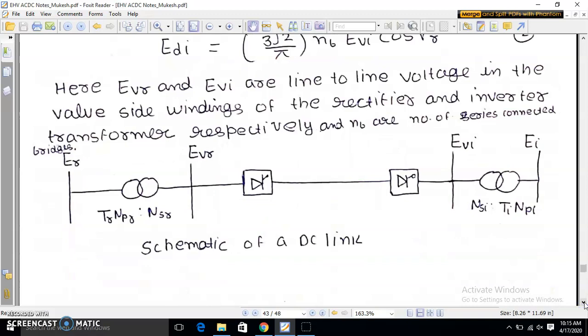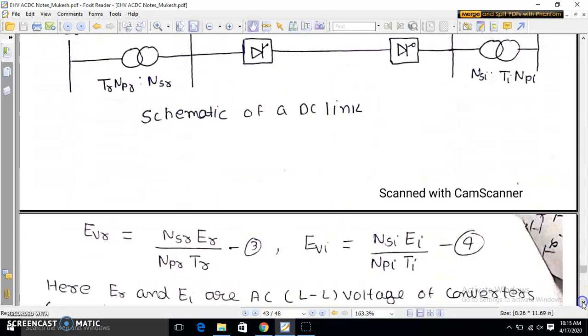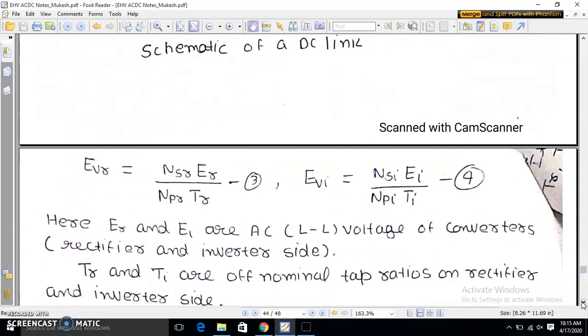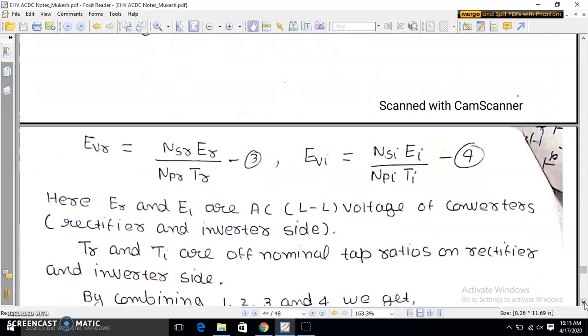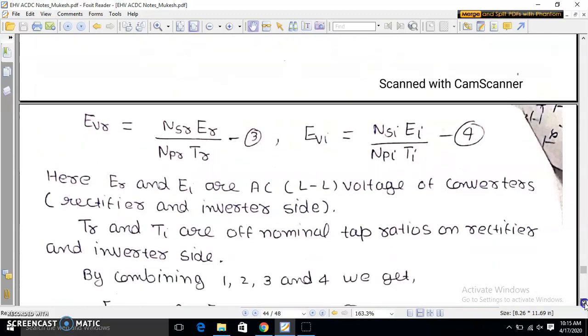This is the schematic of a DC link, showing how the DC link is connected. EVI, EI, EVR and ER are all shown here. Equation 3 and equation 4 respectively give the values of EVR and EVI. Here ER and EI are AC line-to-line voltages of the converter, rectifier and inverter side. TR and TI are off-nominal tap ratios on the rectifier and inverter side.